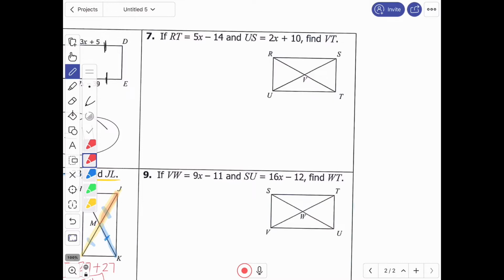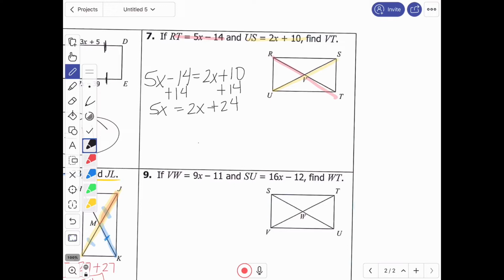For 7, I saw a lot of people get 7, but I'm still going to go over it really fast. RT is 5x minus 14. And then US is 2x plus 10. US is here. So you have to remember, guys, that our two diagonals are always congruent in a rectangle. So those are my red and yellow lines. So I'm just going to take 5x minus 14 and set it equal to 2x plus 10. Add 14 to both sides. Subtract 2x.